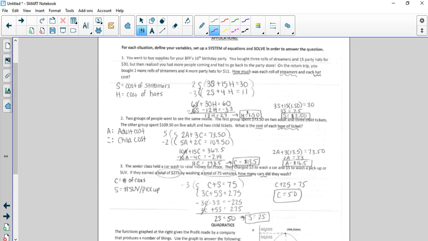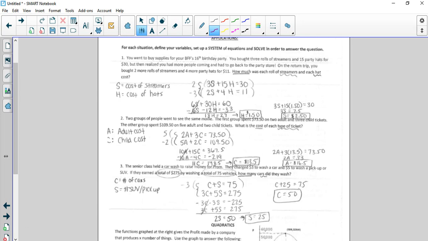After you do the work, you get H is 1.5. It is okay to get a decimal because this is the cost per hat, and money can have change. So the hats are $1.50, and the streamers are $2.50. Now, this is not exactly correct. You should say hats are $1.50 and streamers are $2.50 because it's a word problem.